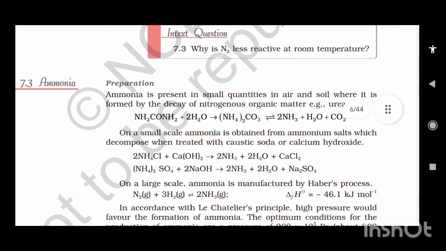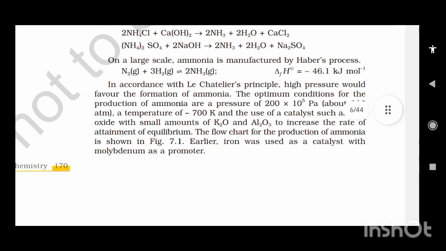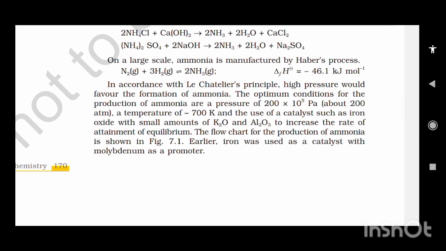Ammonia preparation. Ammonia is present in small quantities in air and soil, where it is formed by the decay of nitrogenous organic matter. On a small scale, ammonia is obtained from ammonium salt, which decomposes when treated with caustic soda or calcium hydroxide. In accordance with Le Chatelier's principle, high pressure would favor the formation of ammonia.